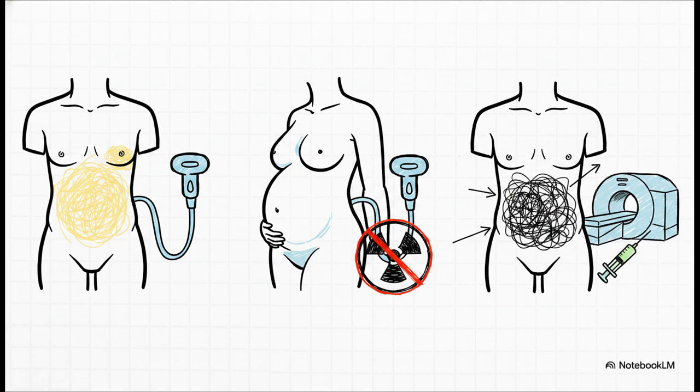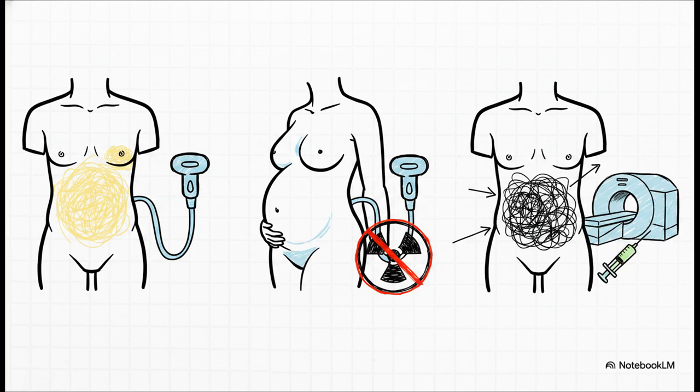So, say your exam shows right upper quadrant pain, and you suspect some sort of biliary disease, like cholecystitis. Well, your first line is going to be an ultrasound. If your patient is pregnant, your first line is also an ultrasound to strictly avoid any radiation. If that ends up being non-diagnostic, then you'd move to an MRI.